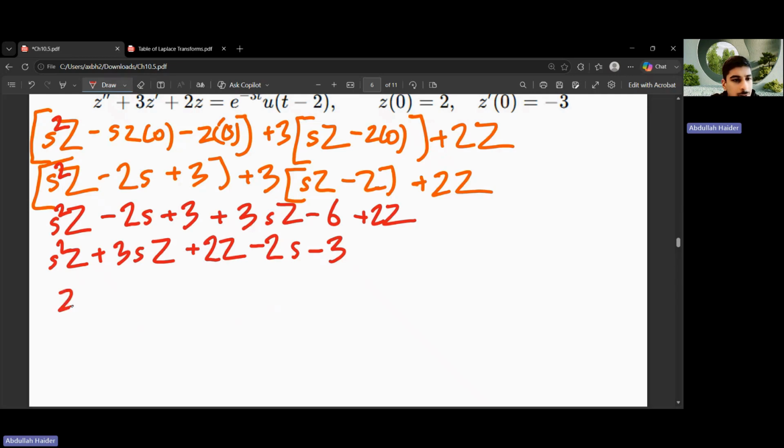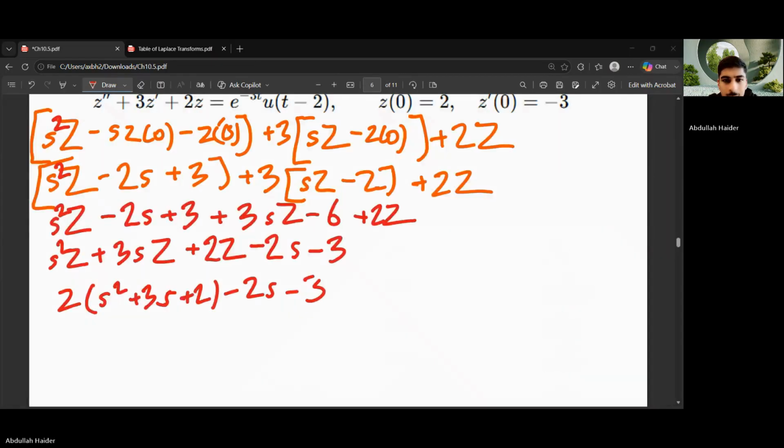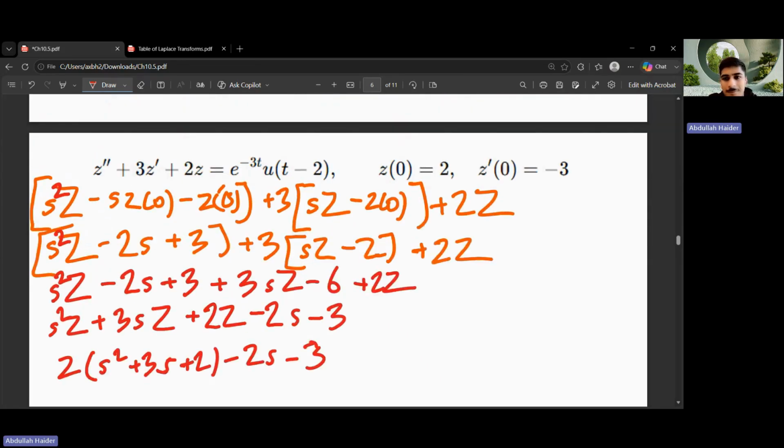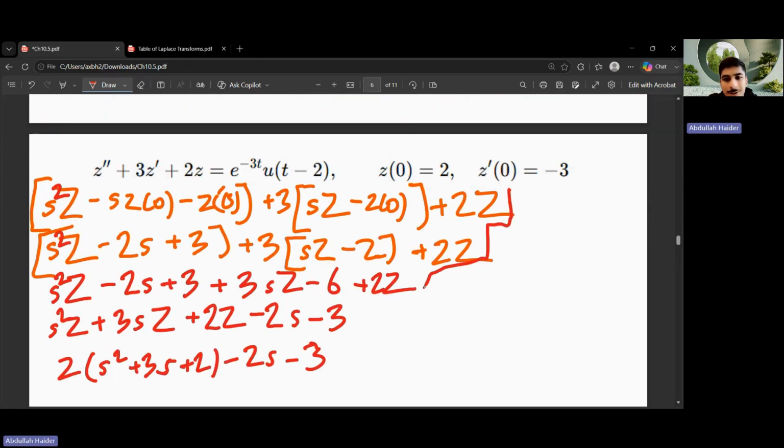So Z(s)(s² + 3s + 2) - 2s - 3. Yes, this is correct now. So we're done with the left side. Now we put our focus on the right-hand side.